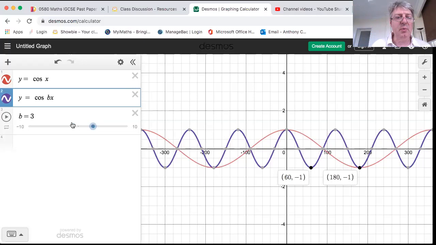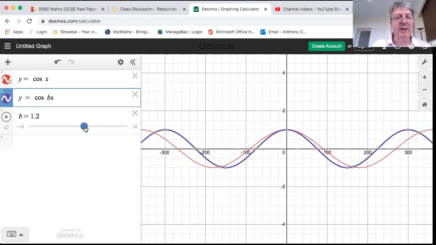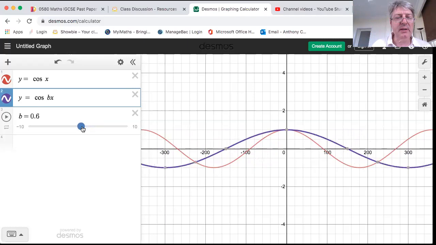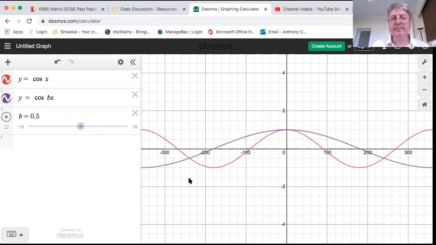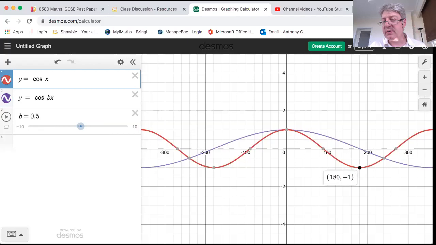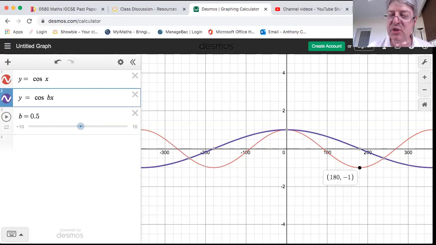And just in case you were wondering, in fact, just go back and just choose this value to be a half. Now, this half value means that we're looking at the graph cos a half x. Notice what happens this time is that the red curve for this value here, 180, the purple curve has a minimum down here at the bottom and that's actually at 360 degrees. So it's twice as far away. So this has been a stretch by a scale factor of 2.